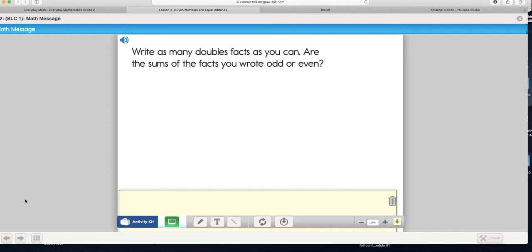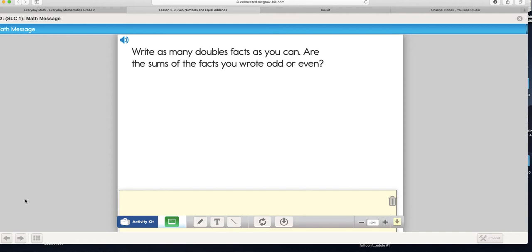Write all the double stacks that you can think of. There you go. Write all the double stacks that you can think of. I'm not going to tell you if they're adding problems or not. I'm just going to keep repeating the directions. Write all the double stacks that you can think of. I'll give you a couple minutes to write them all, because there are a few.